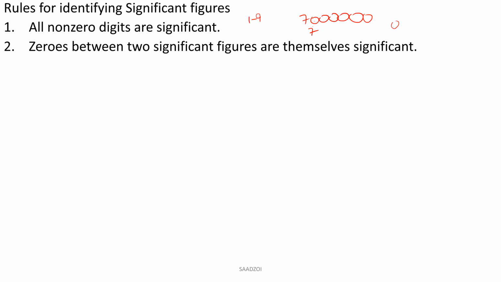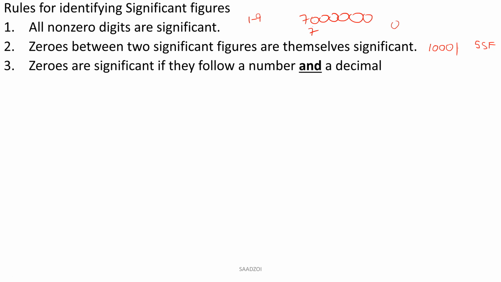So zeros between two significant figures are themselves significant. Sandwich effect. So if you have this, for example, you have 1, 2, 3, 4, 5 significant figures because these zeros are significant. And that's because they're between two significant values, which are what the numbers 1 through 9 represent.